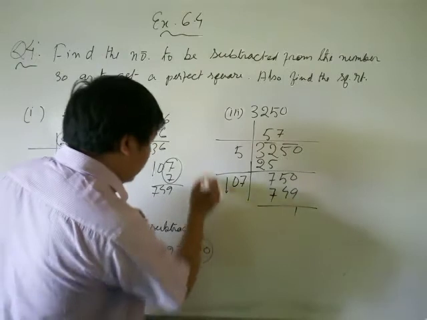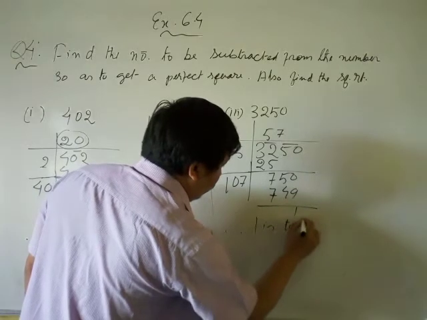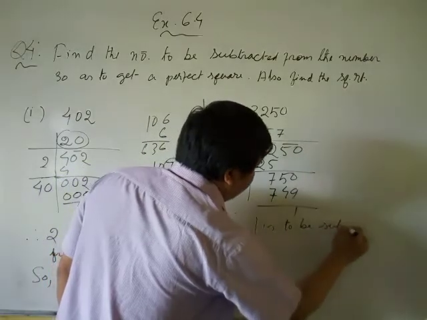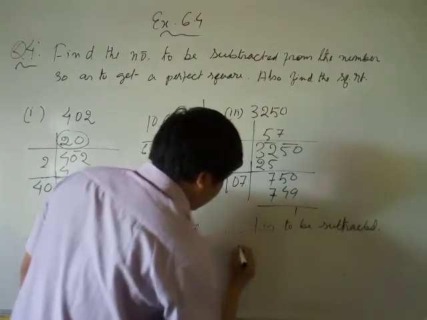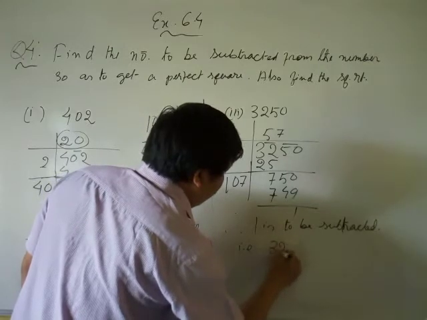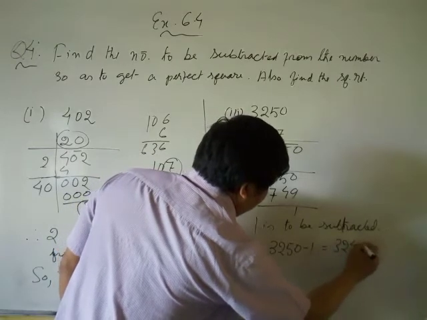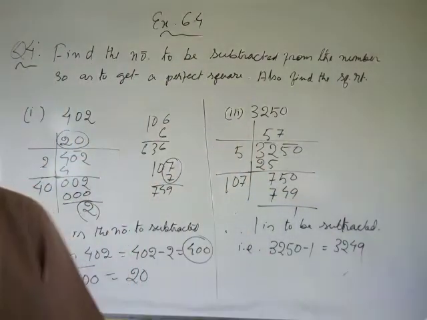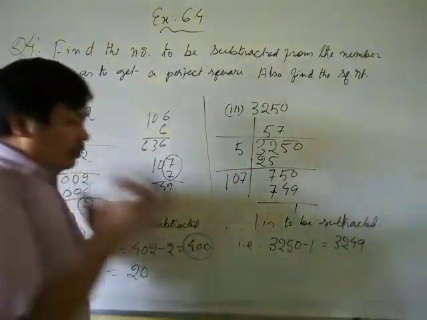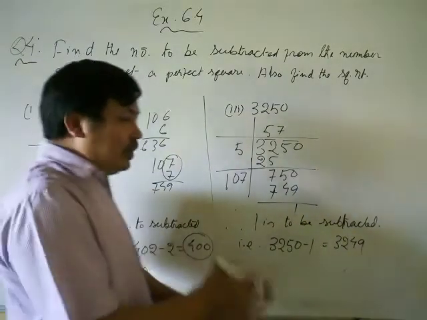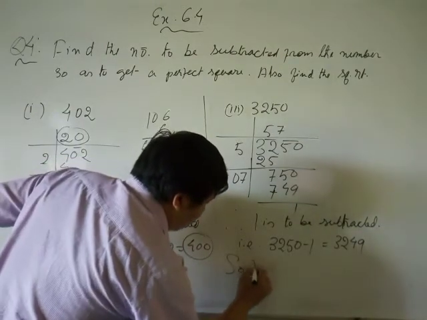Yes. So therefore, 1 is to be subtracted. That is 3250 minus 1 is equal to 3249. You got it, 3249. So now 3249 is going to be a perfect square.